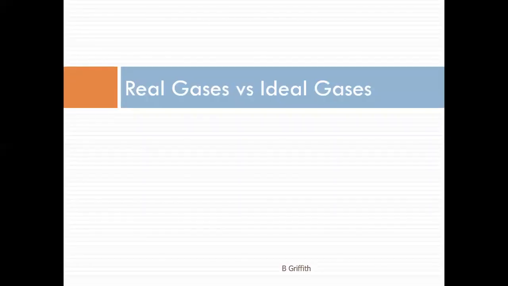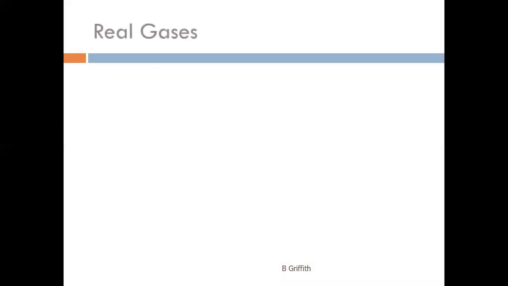So here we get into our discussion of real gases versus ideal gases. What is a real gas? What is an ideal gas? Something that is real is something that exists. Something that is ideal is the perfect representation of that thing under perfect conditions.